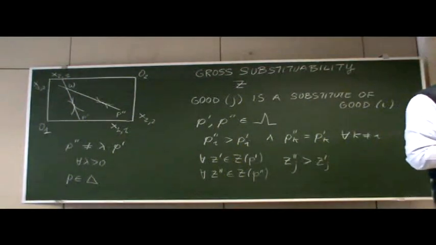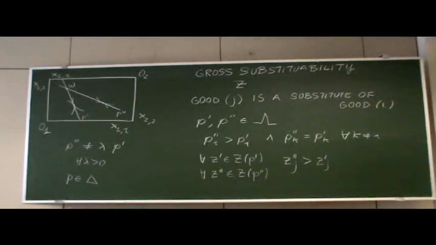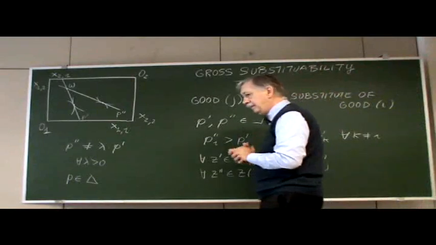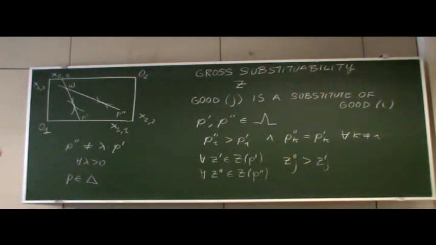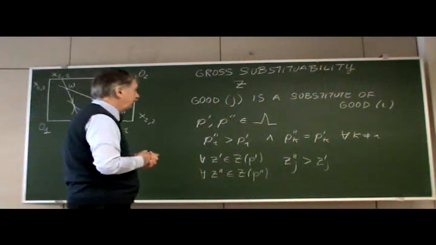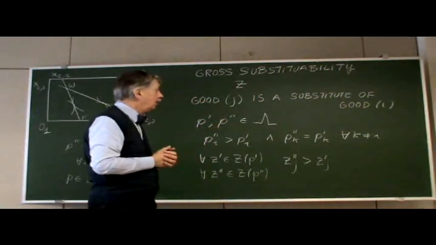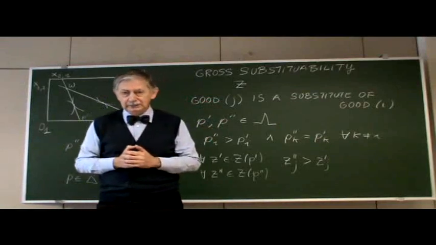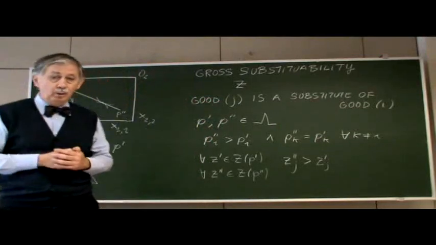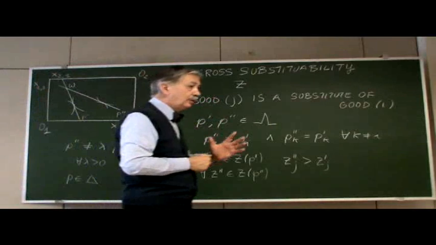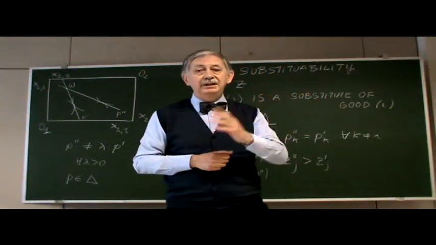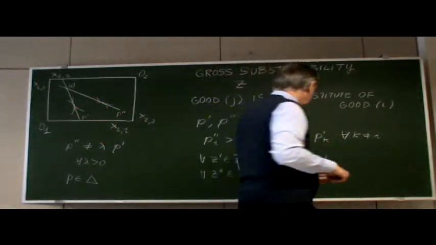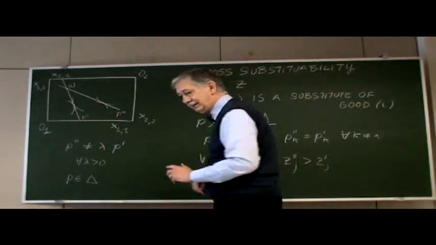In order to prove this theorem, we must prove initially a lemma, which is important. If every good is a gross substitute of every other good, then when some price is equal to 0, Z of P is empty. Let us prove this result.